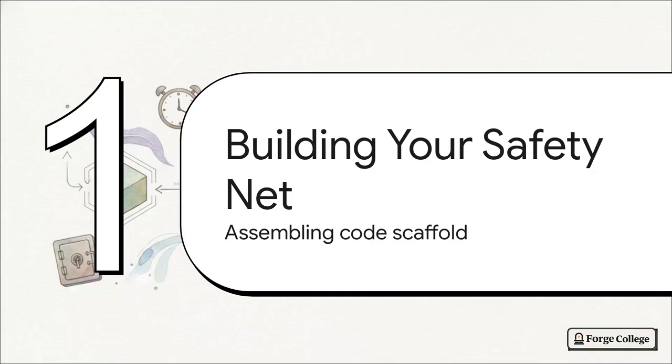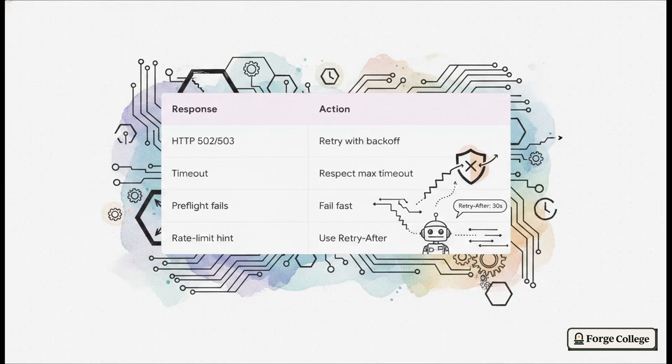All right, final stretch. Section 5, building your safety net. Let's assemble our code scaffold. Now that we have all the mechanical gears, this matrix right here is your new best friend. If we map out the logic, this rulebook dictates exactly how your decision function should route every single observed network response. 502s, they get backoff and jitter. Connection timeouts, retried until you hit that 30-second cap.